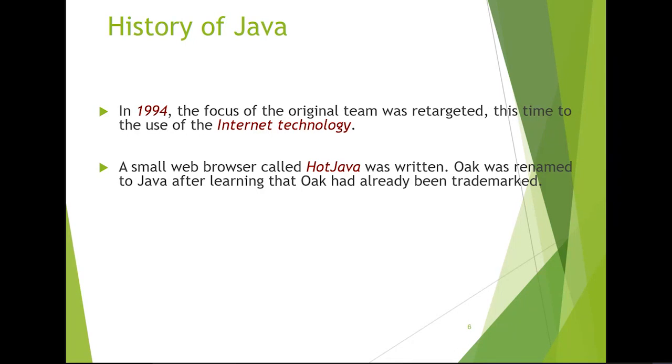They were planning to use Oak as the name, but the problem is it was already trademarked, meaning someone was already using Oak. So they could not use the name Oak. That is why they went with Java instead of Oak.